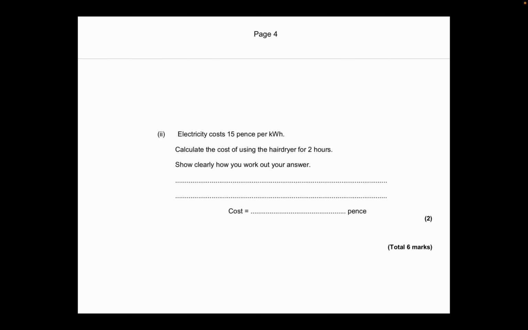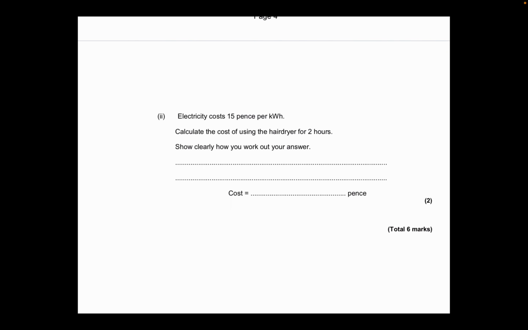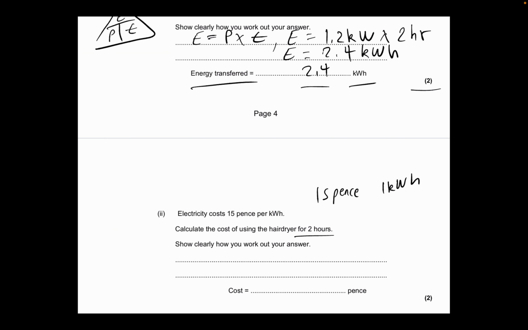Now the next question states that the electricity costs about 15 pence per kilowatt hour. So what we're going to write is it's costing 15 pence per kilowatt hour. So that's for 1 kilowatt hour. Calculate the cost of using the hair dryer for about 2 hours. Since we know that it's about 2.4 kilowatt hours, all you're going to do is multiply 2.4 kilowatt hours times 15 pence to get your cost. So you have 2.4 times 15 pence, which should give you a value of about 36 pence. So 36 pence should be your answer.